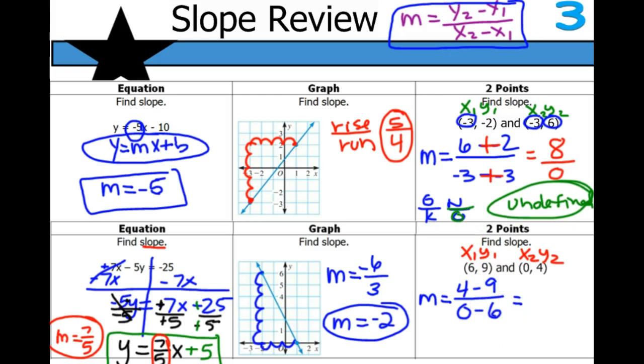So 4 minus 9, there's more negatives. Different sign, subtract, 9 minus 4 is 5. It's a negative 5. 0 take away 6 is still negative 6. So this is our answer. However, we know two negatives make a positive. So our slope is 5/6.